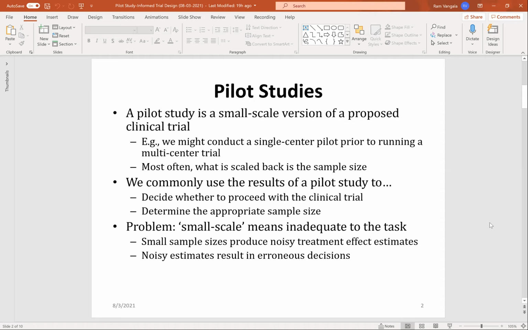If you think about it, if a pilot study was big enough to draw conclusions about treatment effects, it wouldn't be a pilot study, it would be the trial itself. So by saying that you're dealing with a pilot study, you're already saying that this is not up to the task of answering questions about treatment effects. And what does it mean that it's not up to the task? It basically means that it's producing really noisy estimates of what the treatment effect is, and that has to do with the fact that it's using a small sample size.